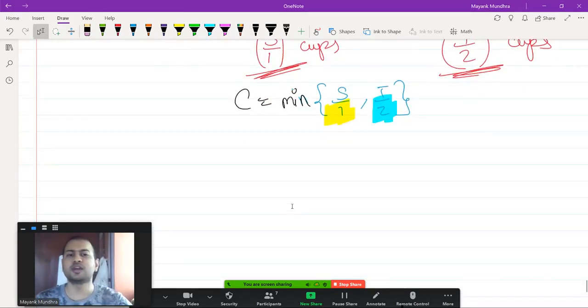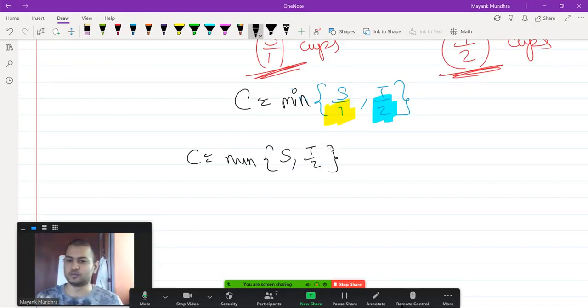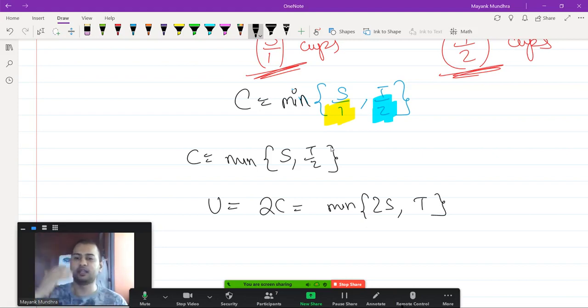Now you can do any monotonic transformation here. So I'm saying c equals min of s comma t by 2. Now you can multiply this entire thing by 2. Multiplying by 2 means you will have utility. Suppose utility equals 2c, which is equal to min of 2s comma t. So sometimes you can just multiply by any real number to get rid of fractions. Suppose you want to get rid of fractions, so you can multiply by some integer and get rid of those fractions.